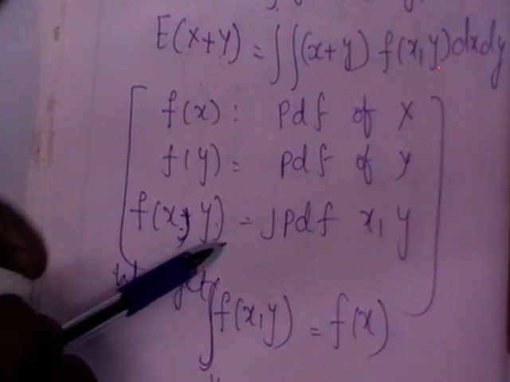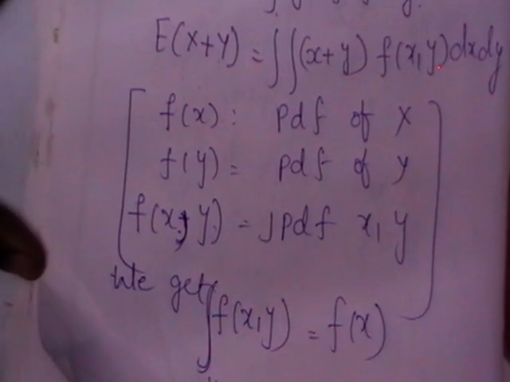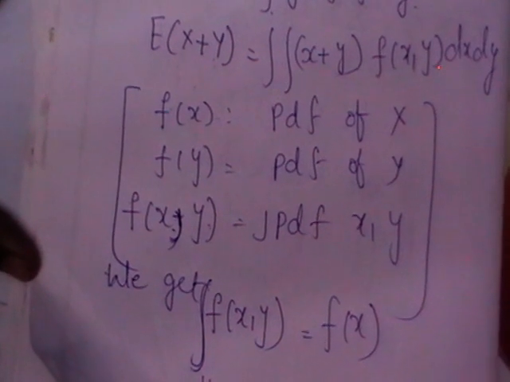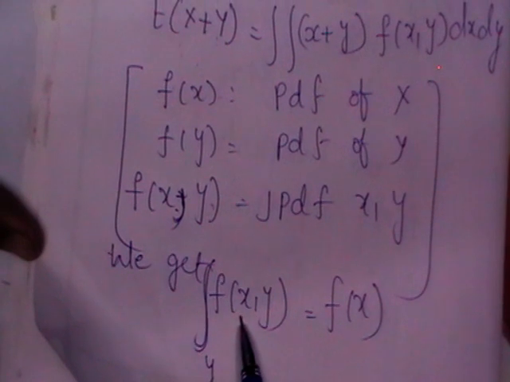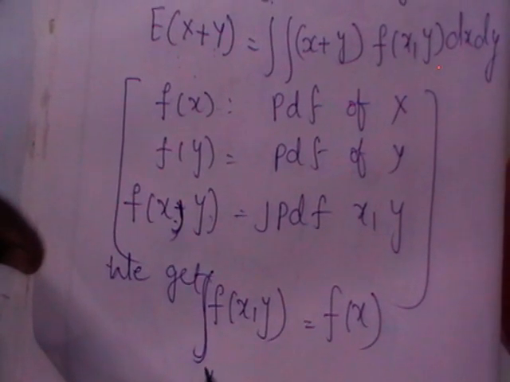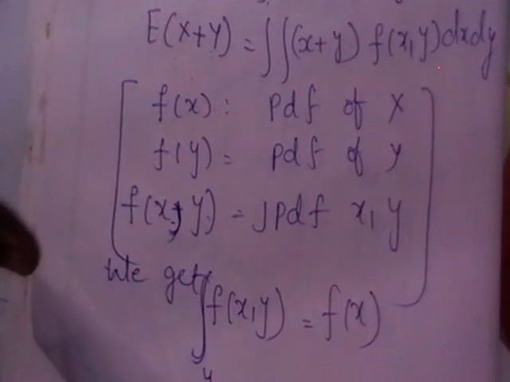Similarly, from the joint PDF of x comma y, you can obtain the PDF of y. Then how to obtain those? So you have this, which you are calling the joint PDF of x comma y. Then if you eliminate y, you will get x. Then how to eliminate y there?